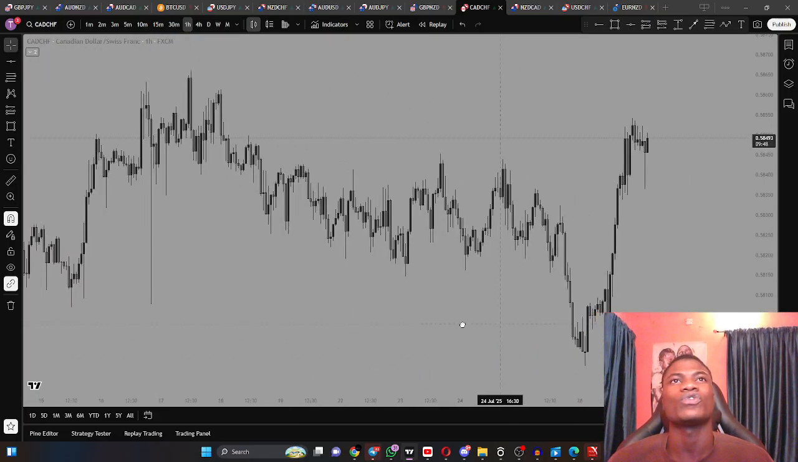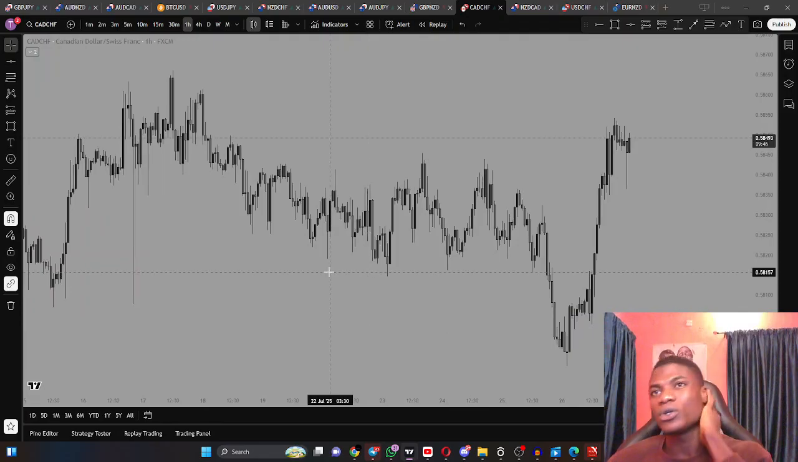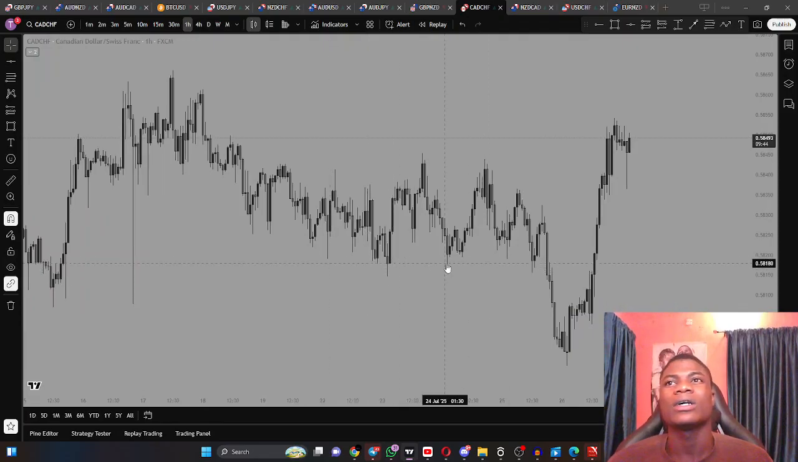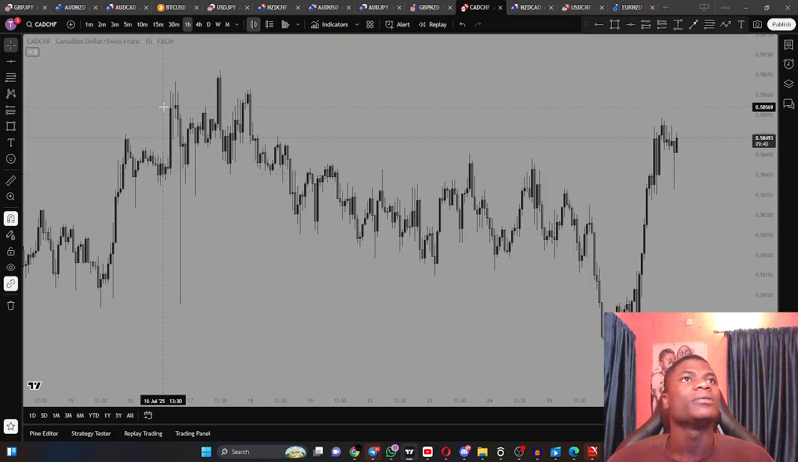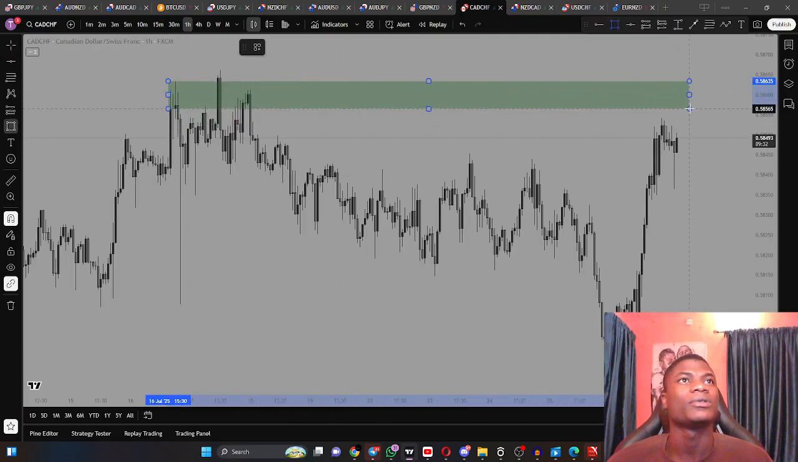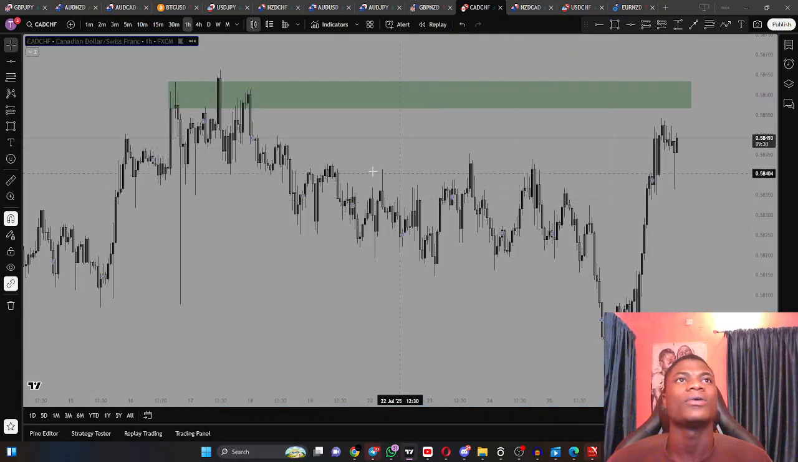So the first thing I have to do, when I come to the 1 hour, is look for my algo structure. And here I'm seeing an algo at the downside for a buy. Can we identify this one as an algo? I don't think this one is nice for me. To me, I'm not going to consider this one as an algo.